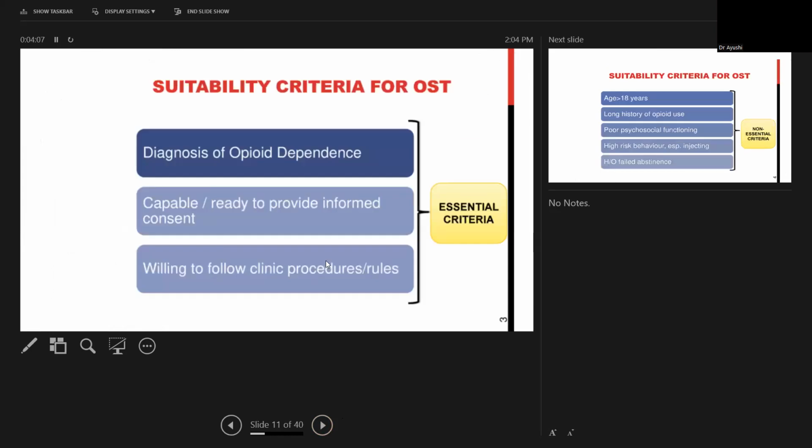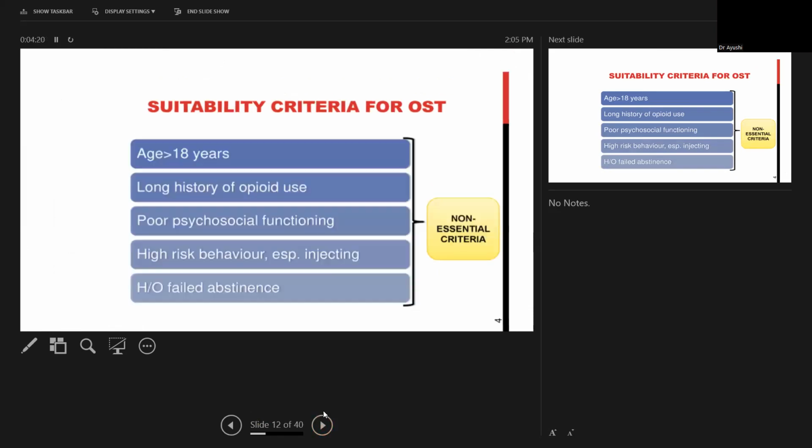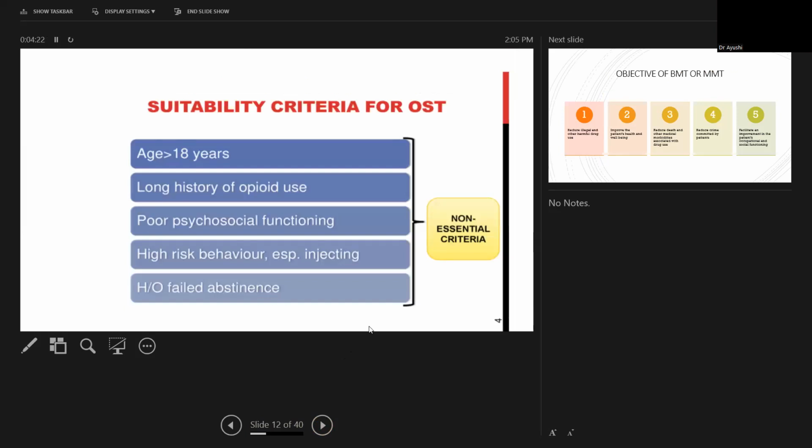Now, what are the criteria for opioid substitution therapy? The diagnosis should be opioid dependence, and the patient is ready to give informed consent and willing to follow up. Other non-essential criteria are age greater than 18 years, long history of opioid use, poor psychosocial functioning, high-risk behavior, and history of failed abstinence.